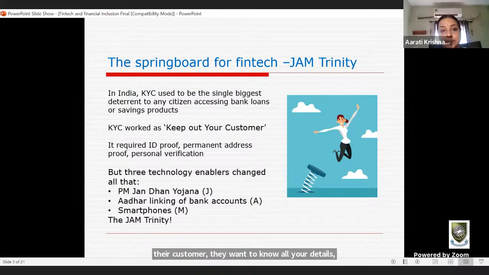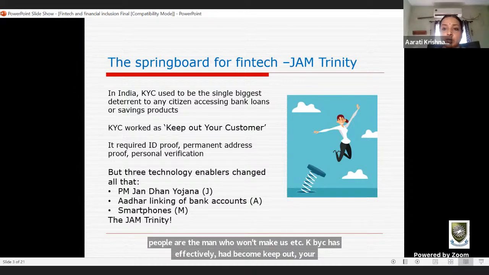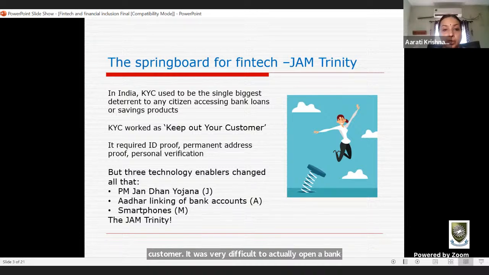These KYC norms are in place to actually make sure that people don't use accounts for money laundering and other illegal purposes. But in practice, KYC has become keep out your customer. So if a person doesn't have a bank account and is trying to open it, especially from the lower income groups, people who are not in salaried jobs, self-employed people, or women who are homemakers, etc., KYC has effectively become keep out your customer. It was very difficult to actually open a bank account in the first place. Why was it so difficult? Because the KYC norms usually require the customer to provide an ID proof, which is you should have a photo ID saying this is you. Secondly, you need to provide a permanent address proof, which means usually in our country, it used to be ration card.